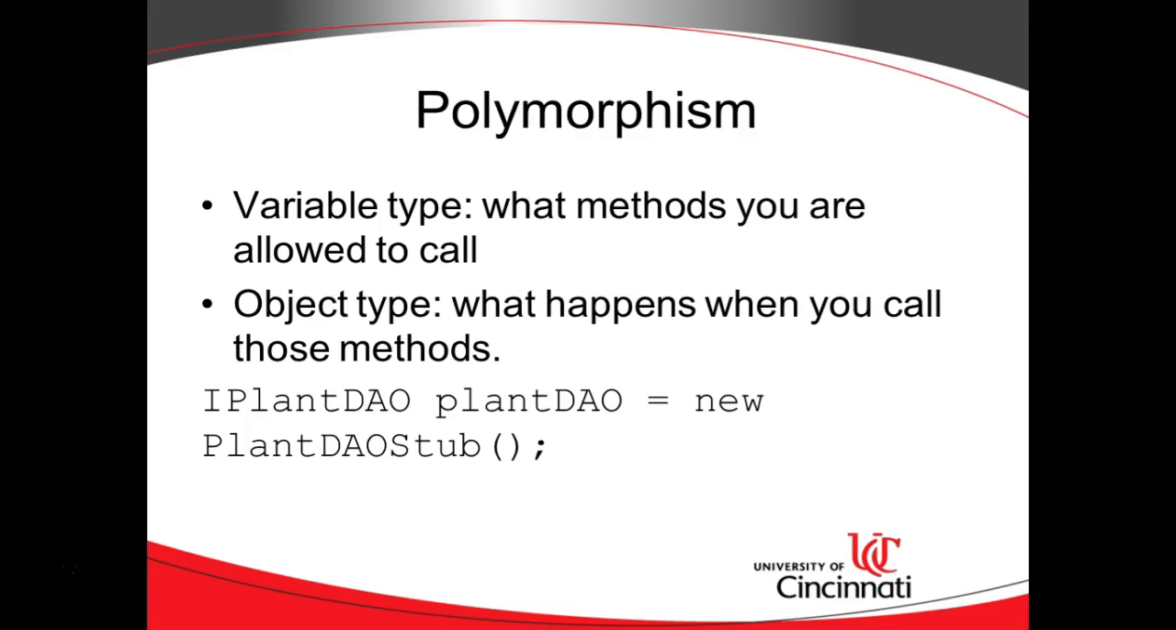IPlantDAO plantDAO equals new PlantDAOStub. The variable type is IPlantDAO, which is an interface we made earlier. An interface is a collection of methods, which is all a variable type needs to be, because the variable type is only saying these are the methods you're allowed to call. The object type is a concrete class that implements that interface. The concrete class is called PlantDAOStub. So variable type is what we use to declare a variable. Object type typically involves some kind of constructor call or something of that nature.